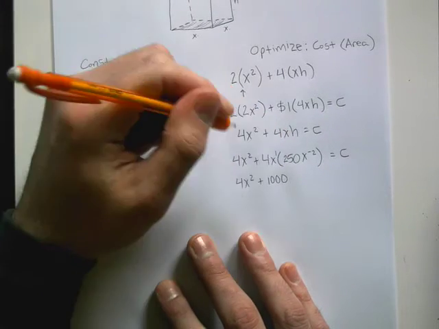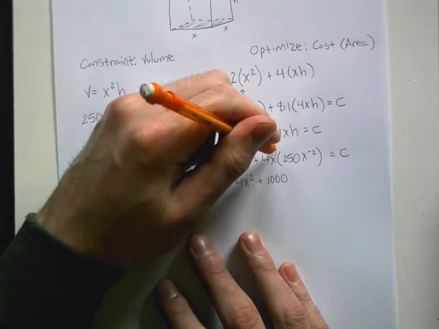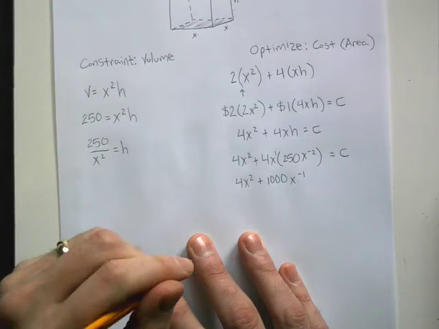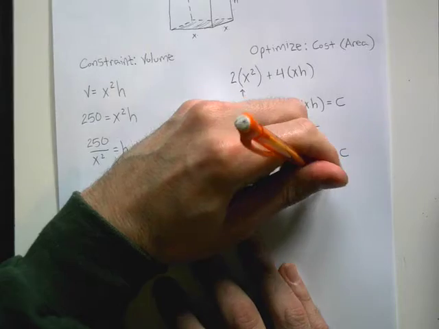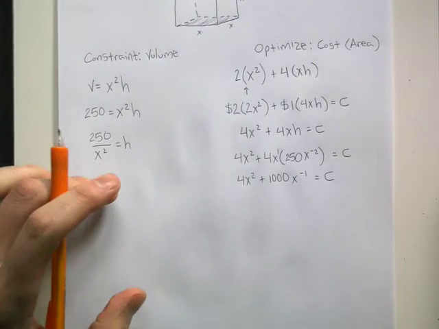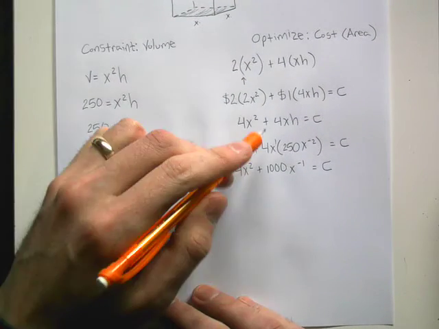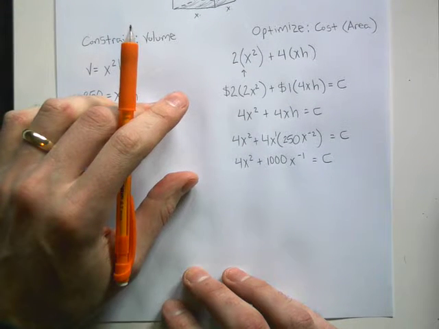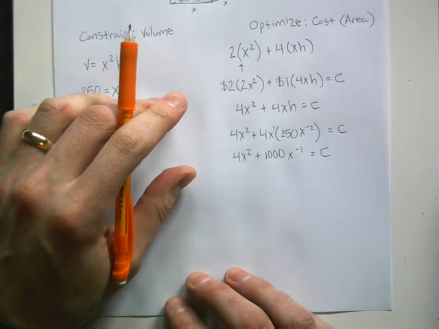Okay, this is x to the first. Remember when we're multiplying, we add our exponents, so 1 plus negative 2 is negative 1. Okay, equals our cost. We haven't taken a derivative yet at all. We're just plugging in our h and simplifying the equation. At this point, it looks clean enough that we can start taking derivatives and finding critical points.